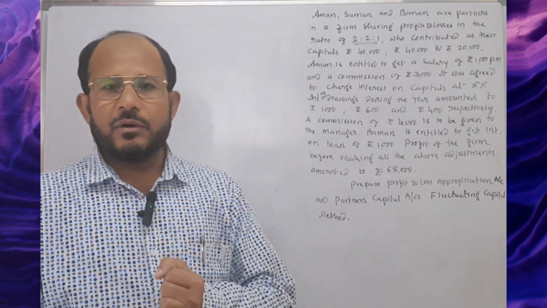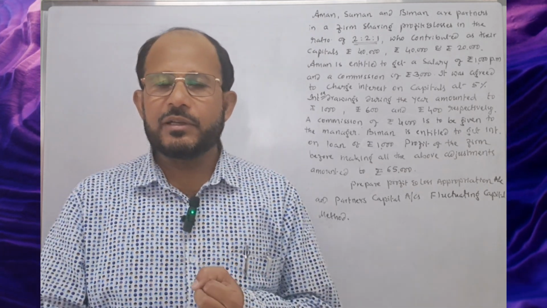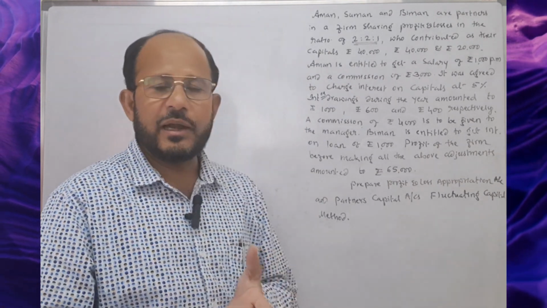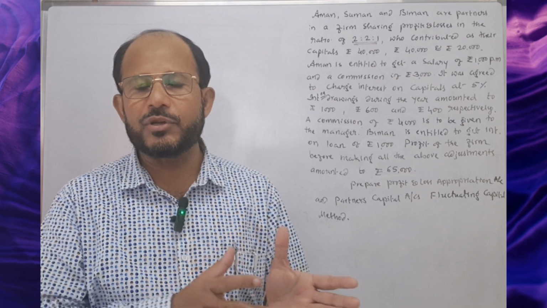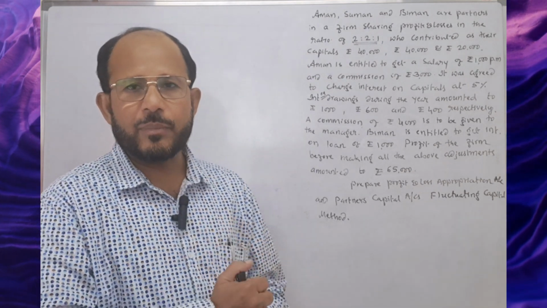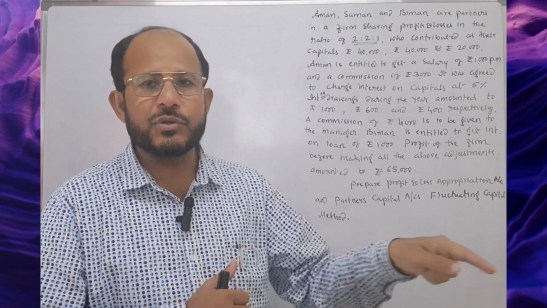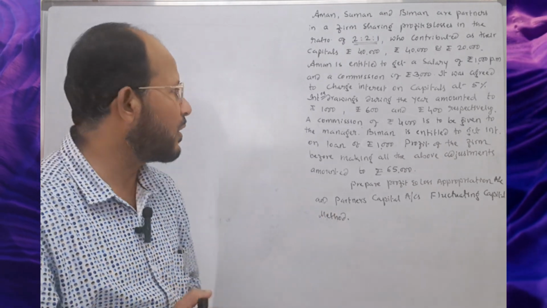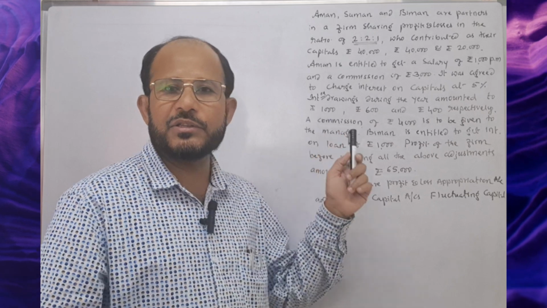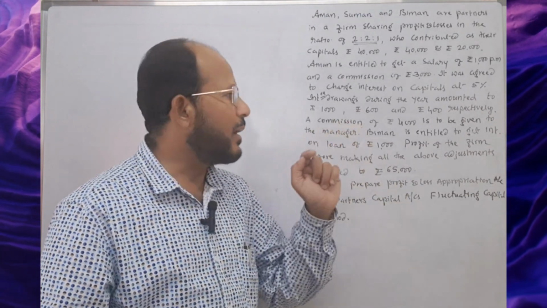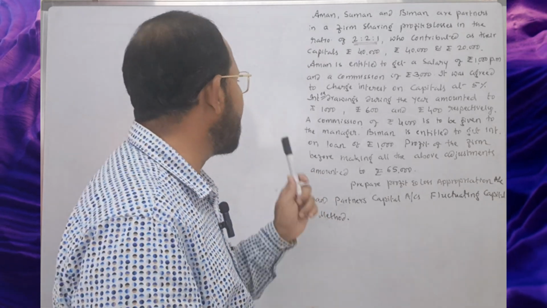Interest on drawings, interest on capitals, salary, commission, etc. are the items which are to be shown in the profit and loss appropriation account. Commission which is to be given to the partners is shown in the profit and loss appropriation account, but the commission of the manager is a charge to the profit and loss account. Hence, it is debited to the profit and loss account. That point you have to keep in mind.